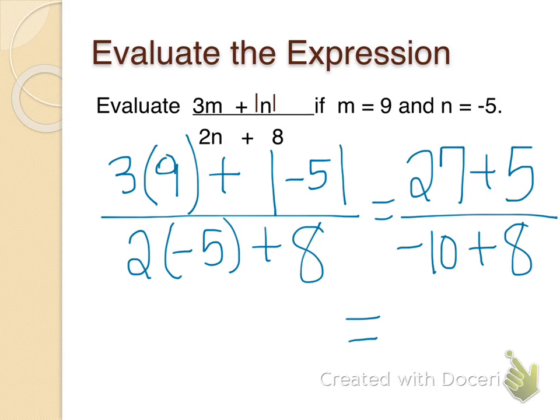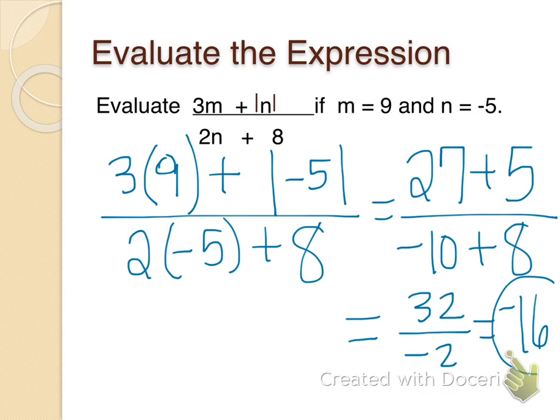So simplifying, 27 plus 5 is 32. -10 plus 8 is -2. I can actually divide that. 32 divided by -2 is -16. So again, even if it has absolute value, I'm still evaluating. If I am evaluating, then I am going to actually find one answer. So my answer is going to be a number, just a number.